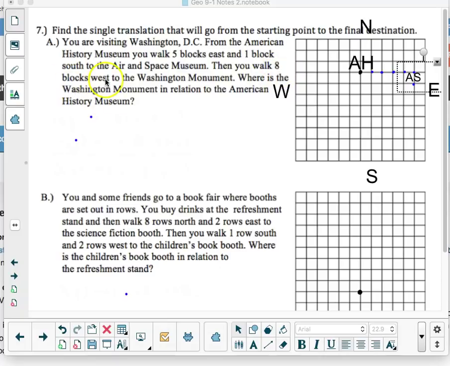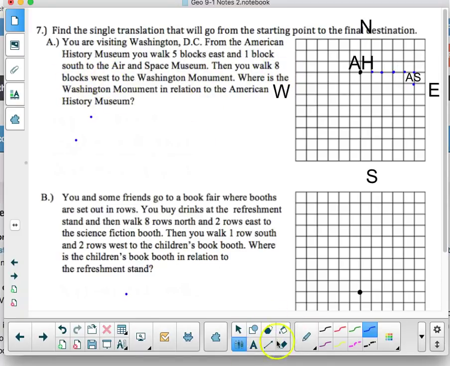Then you walk 8 blocks west to the Washington Monument. So this is my next one. I'll do that in red. 8 blocks west to the Washington Monument. 1, 2, 3, 4, 5, 6, 7, 8. And this is the Washington Monument. So let's do that. Washington Monument. So I'm there at the Washington Monument.